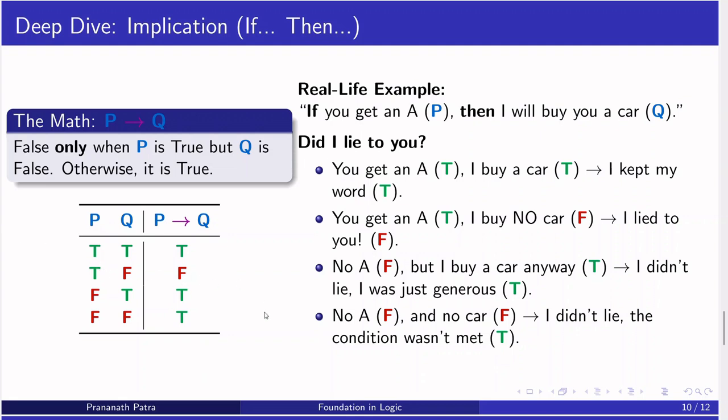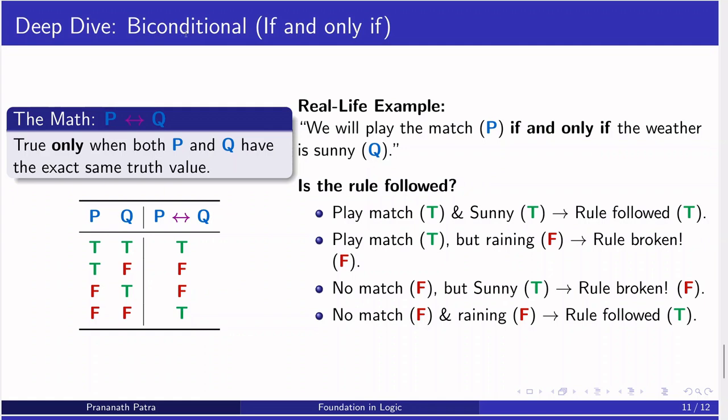Last major connective, the biconditional, written as P ↔ Q, and read as P if and only if Q. This one is true when both propositions have the same truth value, both true or both false. Example, we will play the match if and only if the weather is sunny. Both play and sunny, rule followed, true. Play but it's raining, rule broken, false.